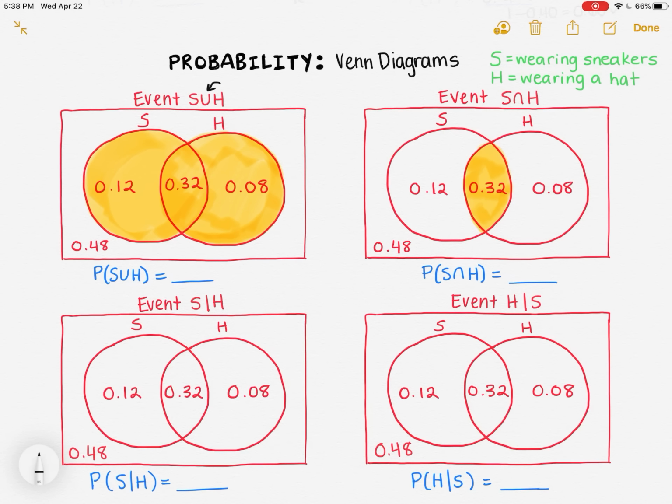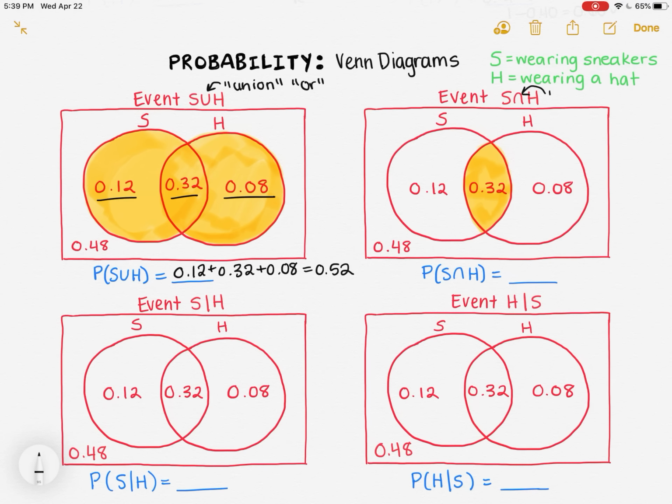Our next event is S union H. This U represents the word union, which we can also think of as the word or. So it means we're looking for the probability that someone is wearing sneakers or wearing a hat. The union of the two events in a Venn diagram is just everything shaded in both circles. So to find the probability of a union, I can add up the probability in each of these sections. So 0.12 plus 0.32 plus 0.08, that gives me 0.52, the probability of wearing sneakers or a hat.